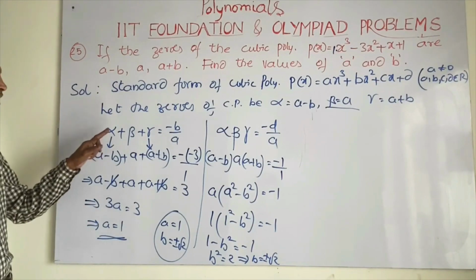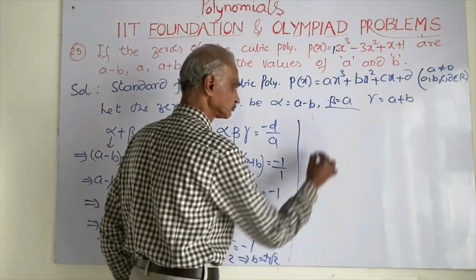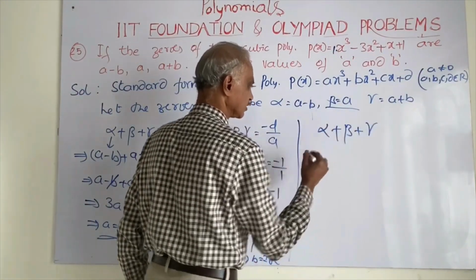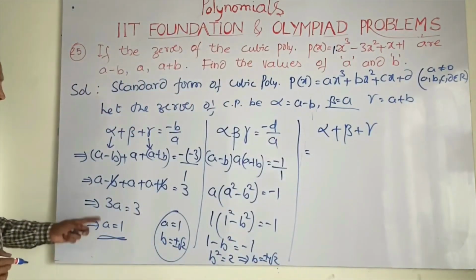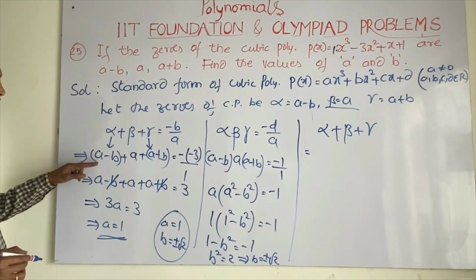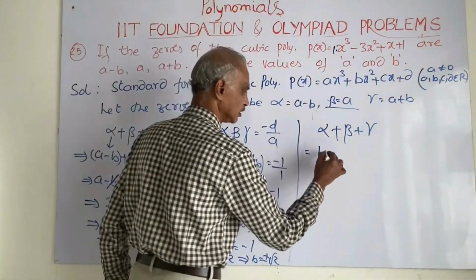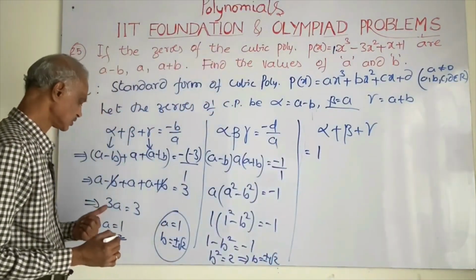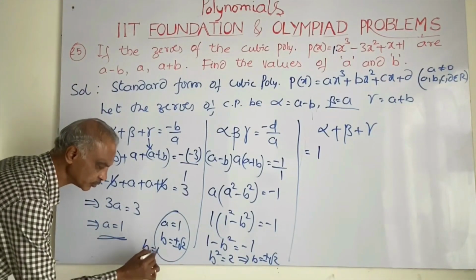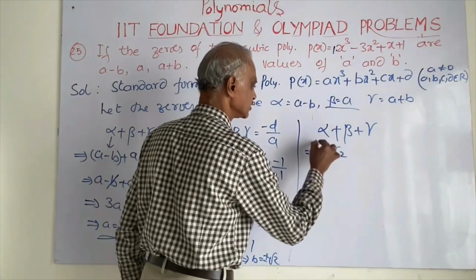Sum of zeros is alpha plus beta plus gamma. We should get 3. You see, what is alpha here? Alpha is a minus b. What is a here? 1. What is b? I will take b is equal to root 2. 1 minus root 2 is alpha.